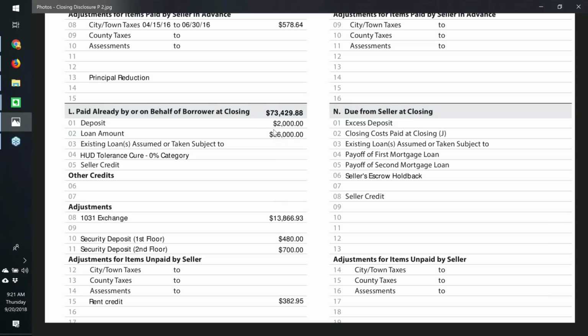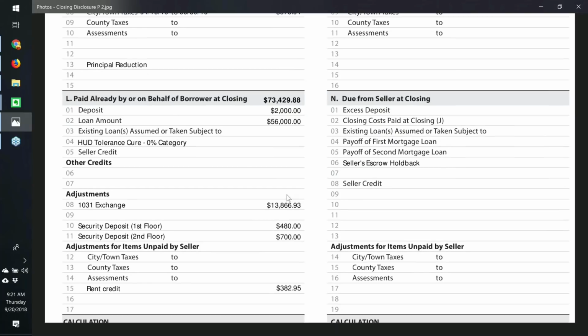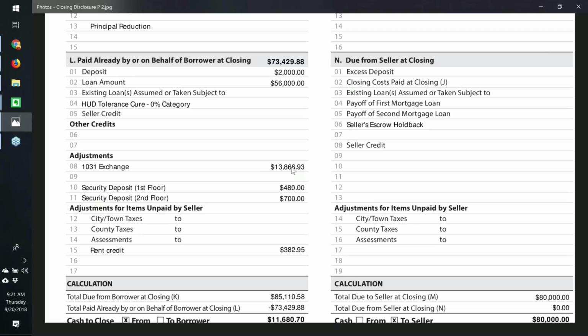This won't be sitting in escrow clearing. This is the loan, the amount he borrowed from the bank to help finance the purchase of the property. Okay, we have a 1031 exchange in this case, so I'm going to talk about that a little bit and how that works.